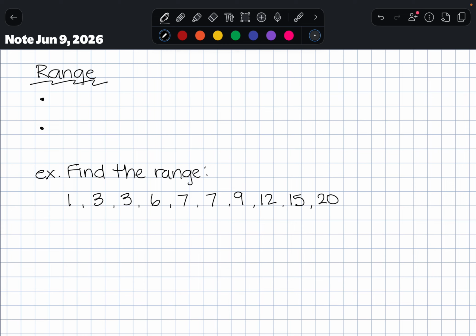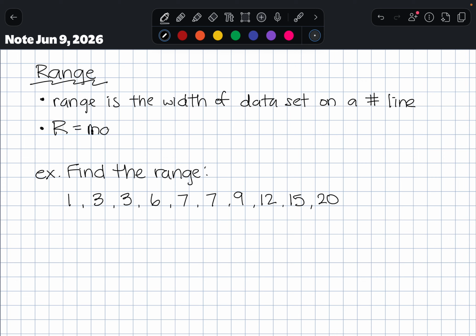And the first measure of spread is the fastest one to calculate, and it's known as the range. Of the data set on a number line. And to find the range, we're going to use capital R. Subtract our smallest value, or our minimum.